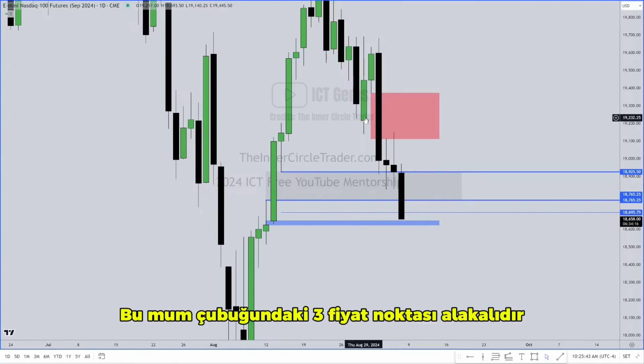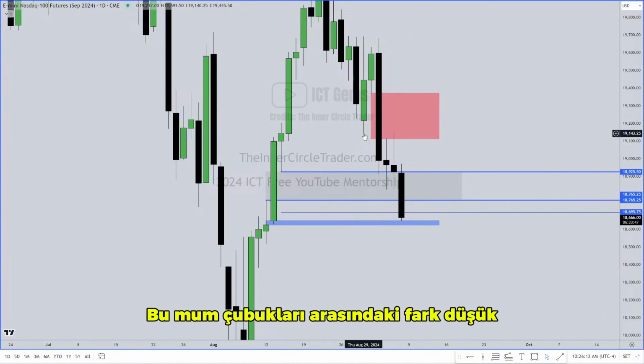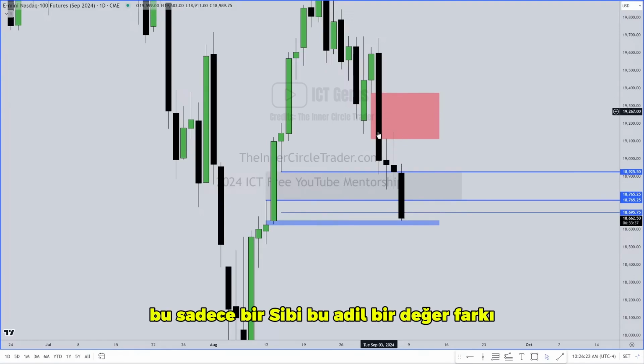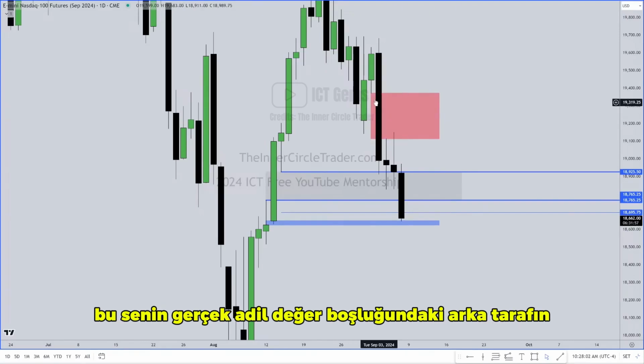So what 3 price points on this candlestick are pertinent or useful? The difference between this candlestick's low and that candlestick's low. Okay, you see that? What is that? That's your fair value gap. This is just a SIBI. This is a fair value gap. The low here to that candlestick's high, that's your real fair value gap.